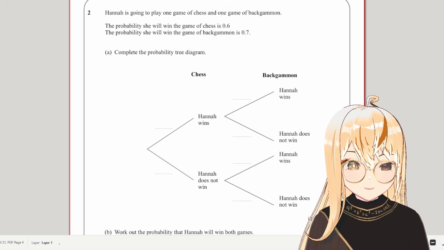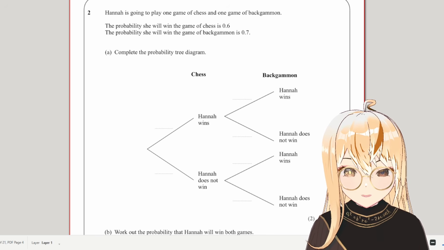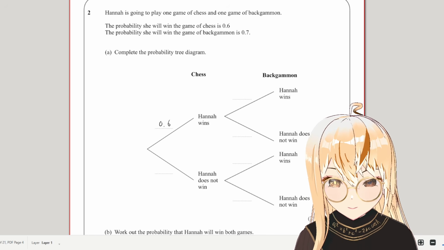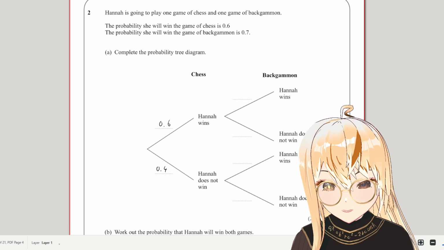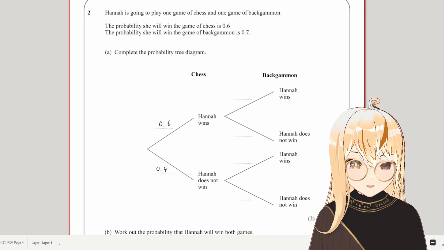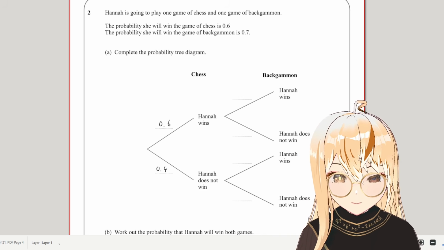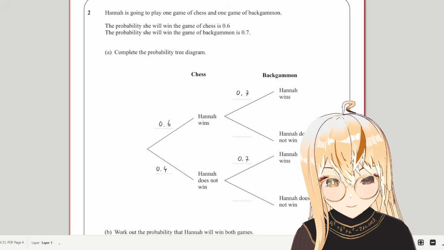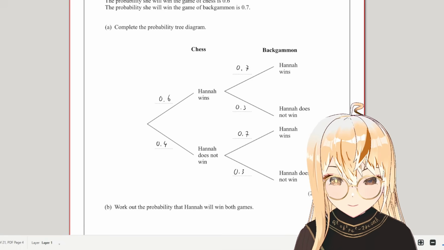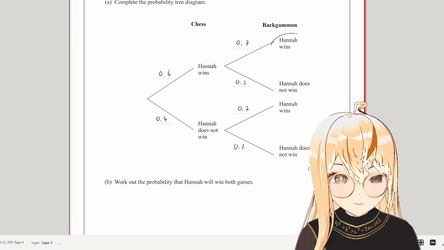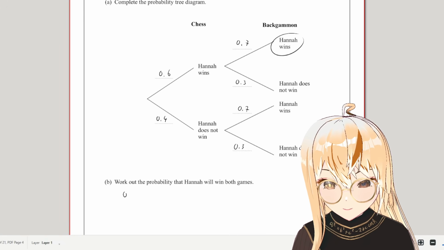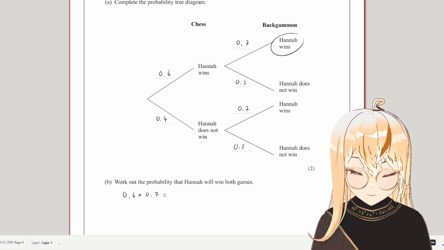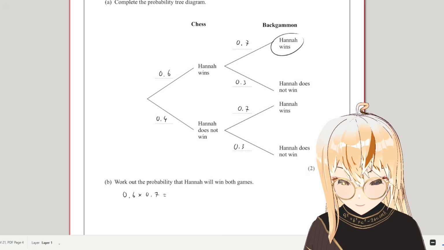For this, all we have to do is just fill in the tree diagram. So winning chess is 0.6, which would mean that losing is 0.4 because probabilities sum up to 1. And then winning backgammon is 0.7, regardless of if she wins or loses chess. So losing it would be 0.3. And then winning both games would be up here, and that would just be 0.6 times 0.7, because we take both of the probabilities and multiply them together.